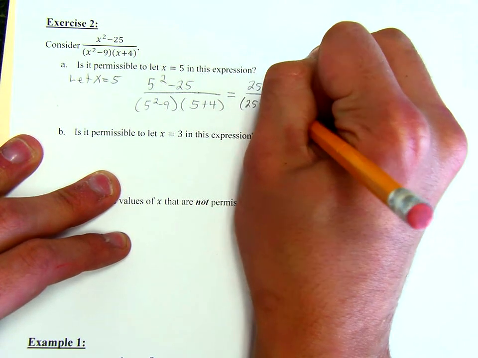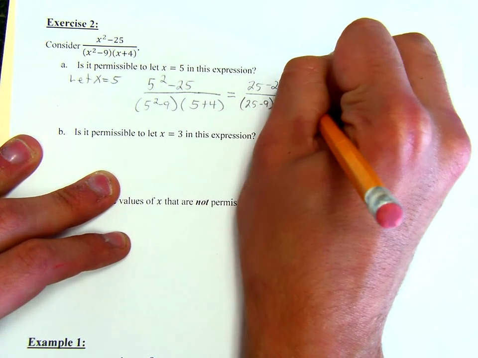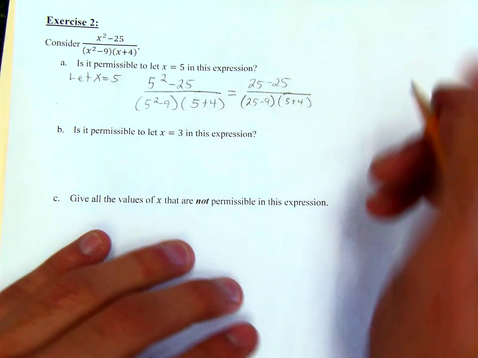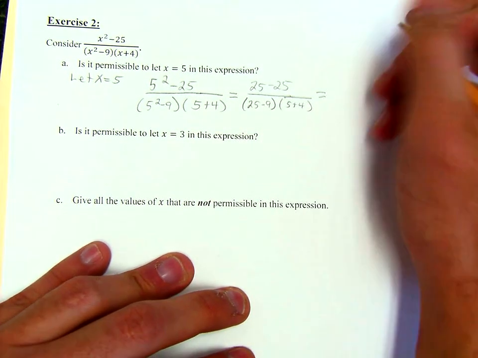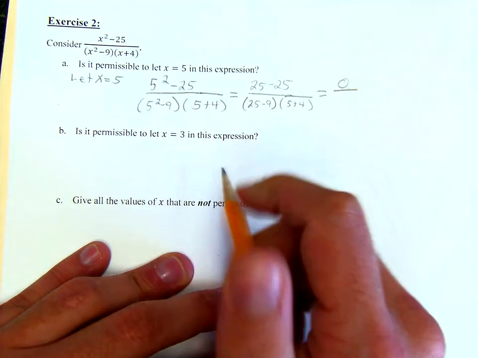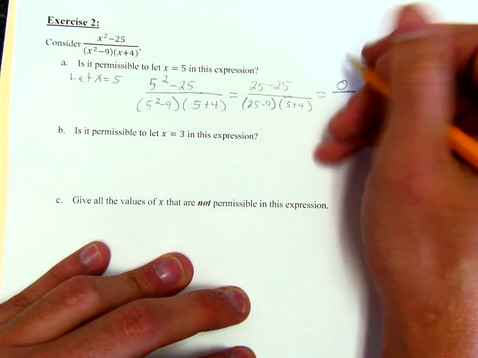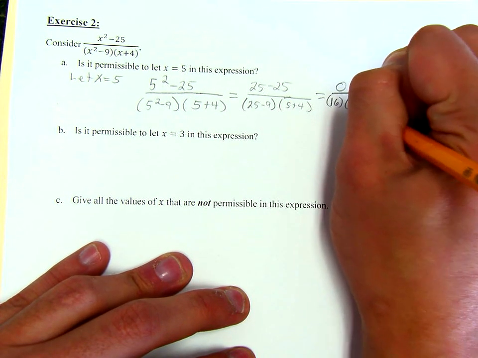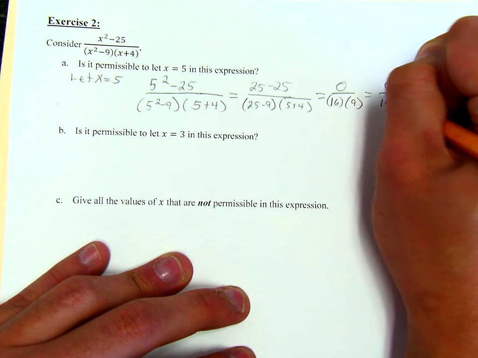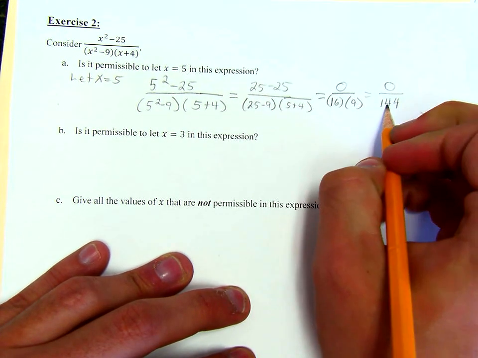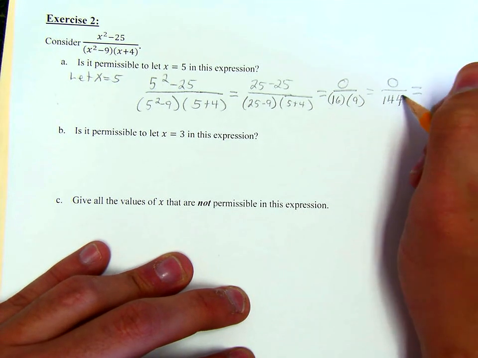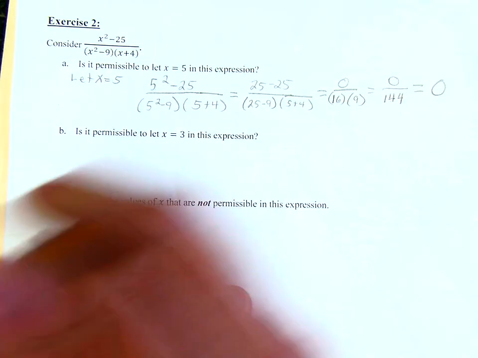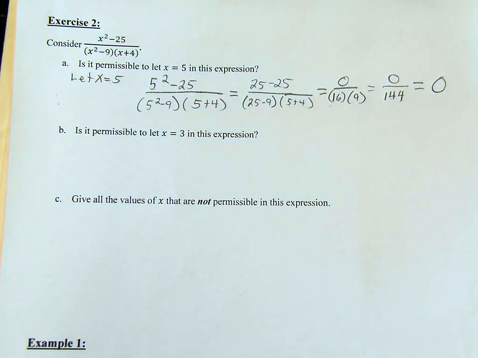So, in this case, we could just simplify. 25 minus 25 is 0, divided by 25 minus 9 is 16. 5 plus 4 is 9. So we're going to have 0 divided by 144, because 16 times 9 is 144. And then 0 divided by 144 is just 0. So it is permissible that we can have x is equal to 5, because if x is equal to 5, then we get an answer of 0. But let's look at the next one, b.